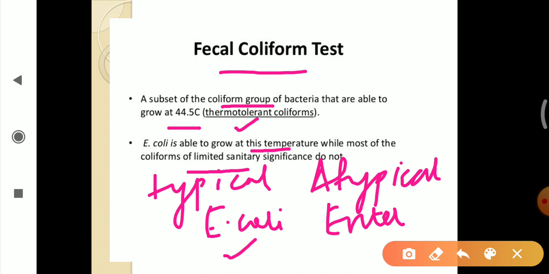So that's why we say fecal coliform are thermotolerant and they can ferment lactose into acid and gas. The things we have to remember for fecal coliform: their presence indicates the presence of fecal material from warm-blooded animals. Fecal coliform are thermotolerant coliform, including all coliform that can ferment lactose at 45 degrees Celsius.